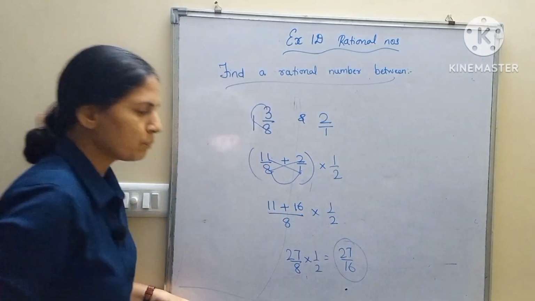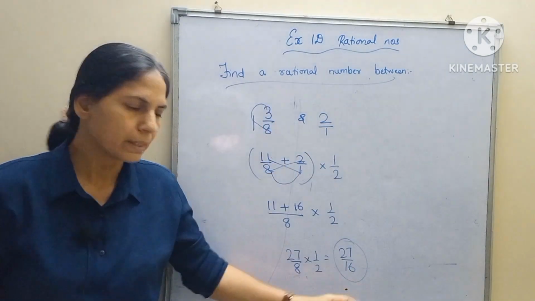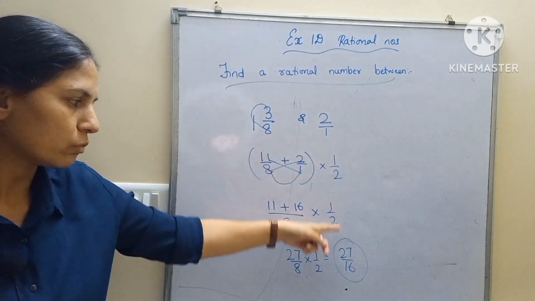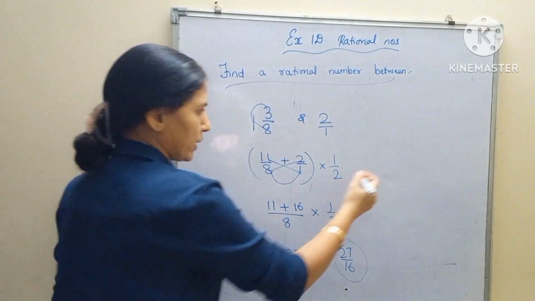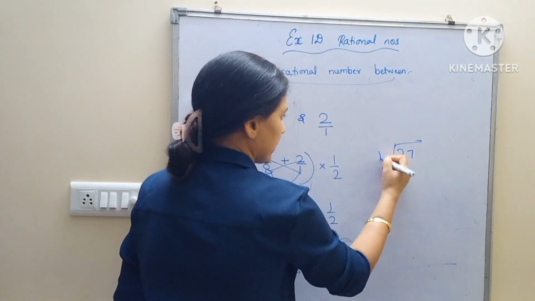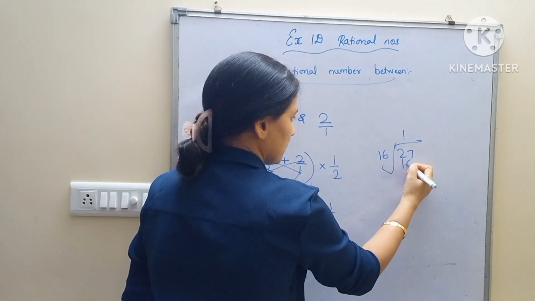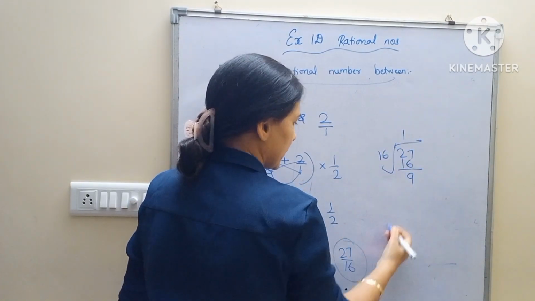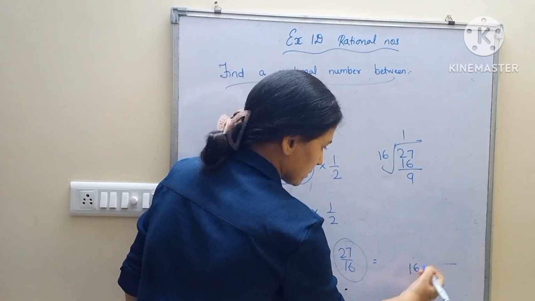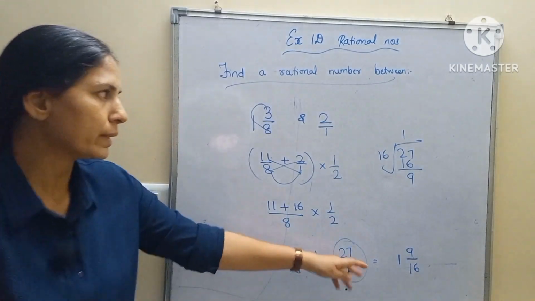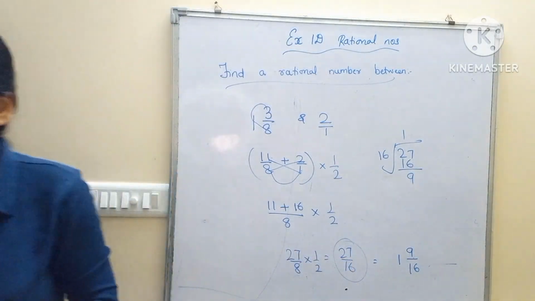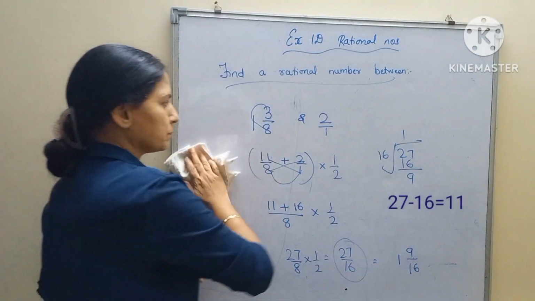So this is the rational number between 1 3 upon 8 and 2 upon 1. Sometimes the answer is in mixed fraction, so put it in mixed fraction if desired. 16 ones are 16. How much is remaining? 9. So your answer would be 1 9 upon 16. Should we go ahead with the next sum?